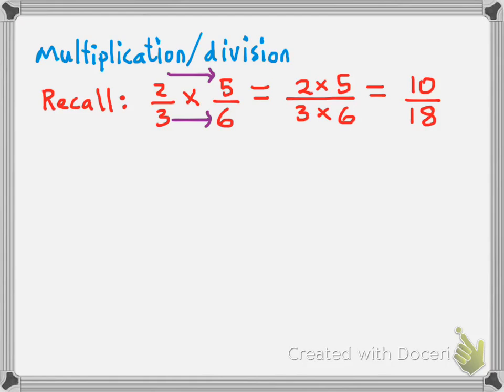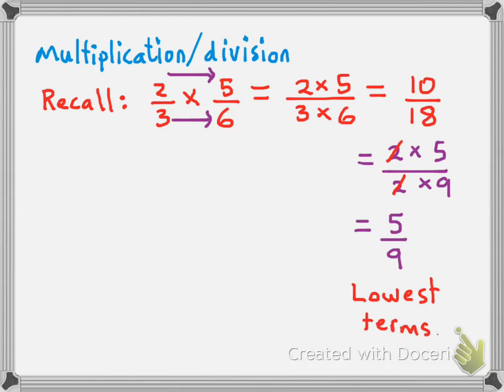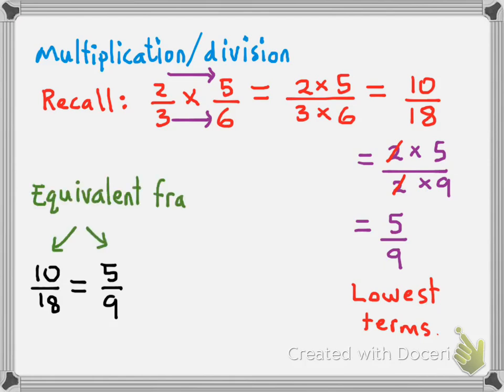And since 10 and 18 have a common factor different from 1, 2 is a common factor of 10 and 18, we can simplify and write in lowest terms. If we divide 10 by 2 and divide 18 by 2, we get 5 over 9. So we say that 10 over 18 is 5 over 9 in lowest terms. Another way of saying this is that 10 over 18 and 5 over 9 are equivalent fractions. They are the same fraction. If you reduce one, you get the other, and you can multiply the numerator and denominator of one to get the other as well.